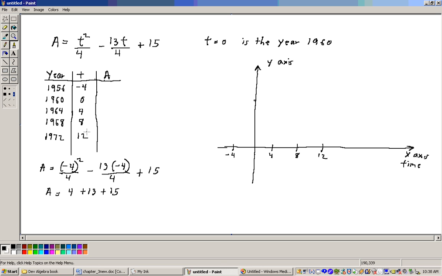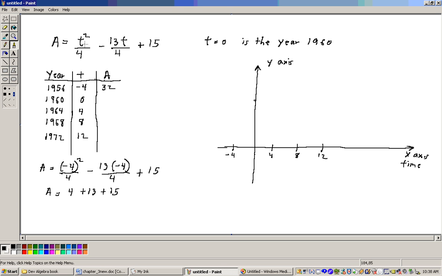Now, it's nice that these are the numbers because these are all multiples of 4, and in the denominator I have a 4. So substituting in the negative 4 in for t, that would be negative 4 squared over 4 minus 13 times negative 4 over 4 plus 15. And if I work that out, negative 4 squared is 16 over 4 is 4. Negative 4 over 4 is a negative 1. Negative 1 times negative 13 is a positive 13 plus 15. And if you add these up, you get 28 plus 4 more is 32. So I have a point at negative 4, 32, which I'll plot in a little bit.